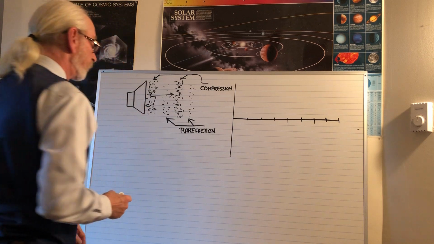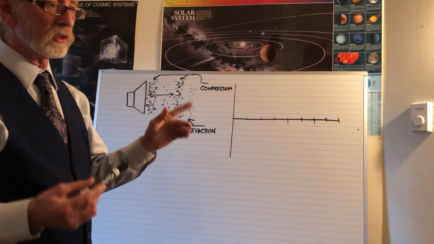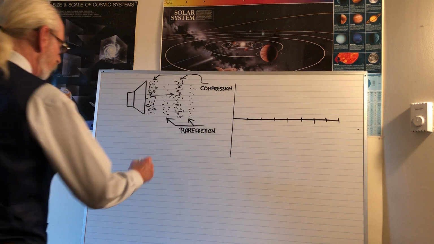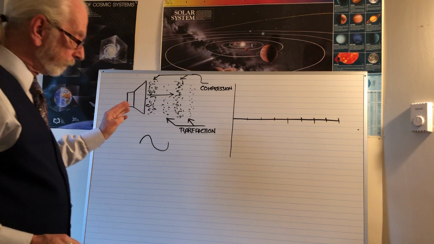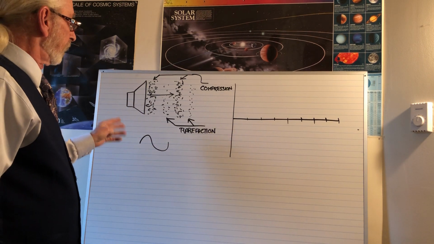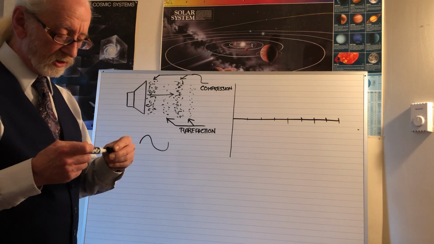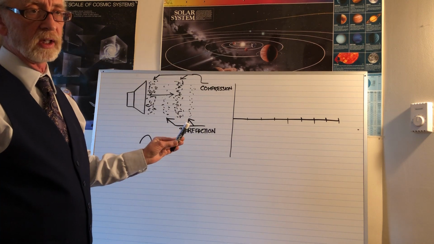Now, if I want to describe a sound wave, it's going to be inconvenient for me to draw that picture each and every time. So instead, what we do is we use a sine wave. Now, the thing about a sine wave that you have to keep in mind is that it's not a literal representation. It's a convenient mathematical representation.